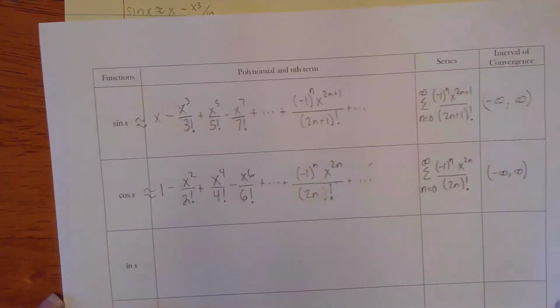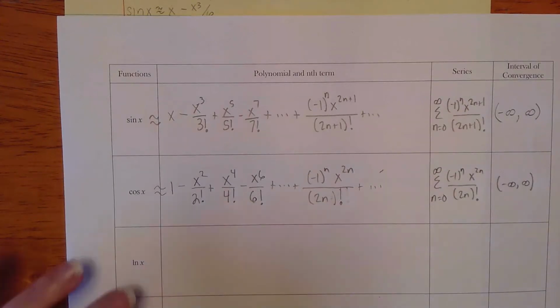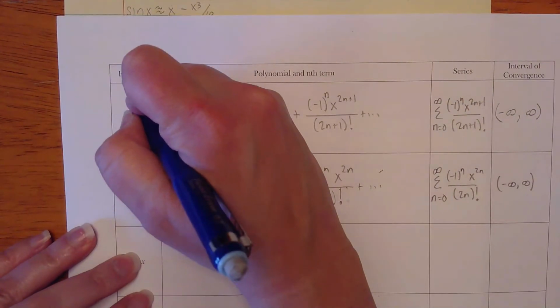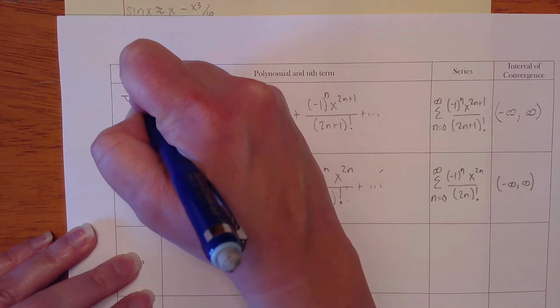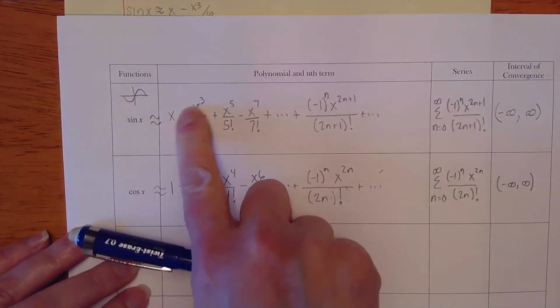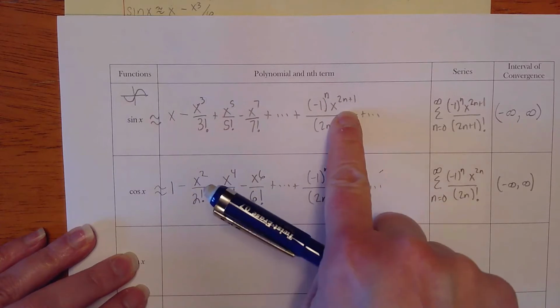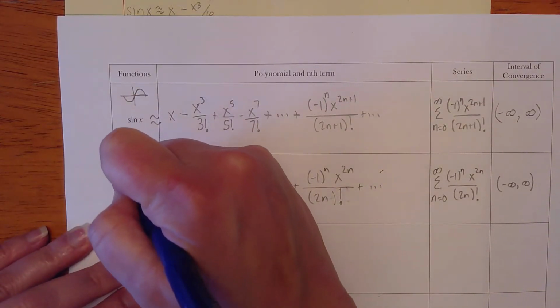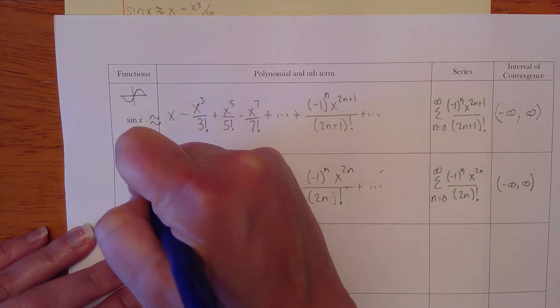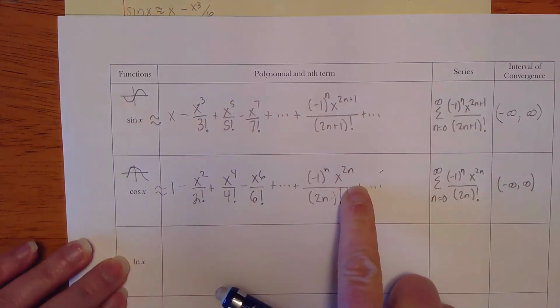And I told the class, okay, how do I remember these? Sine is an odd function, meaning the graph is symmetric about the origin. That's why I have all odd numbers on there. Cosine, we know that that's an even graph, so that's why I have all even exponents.